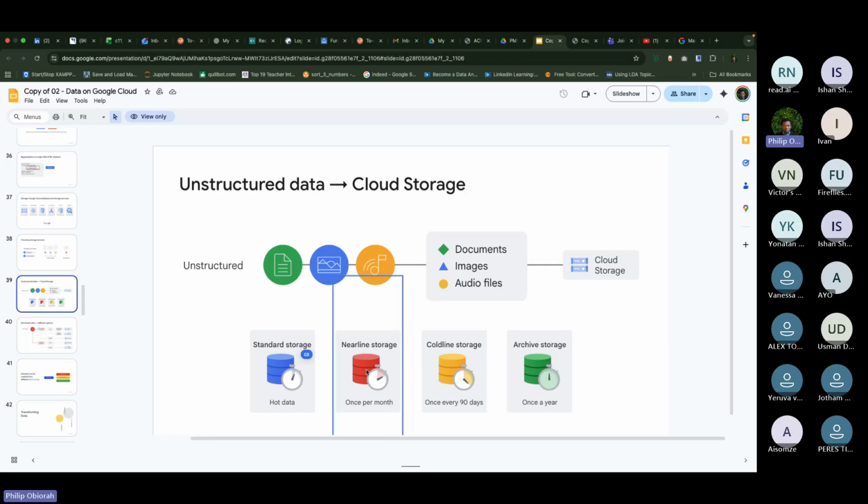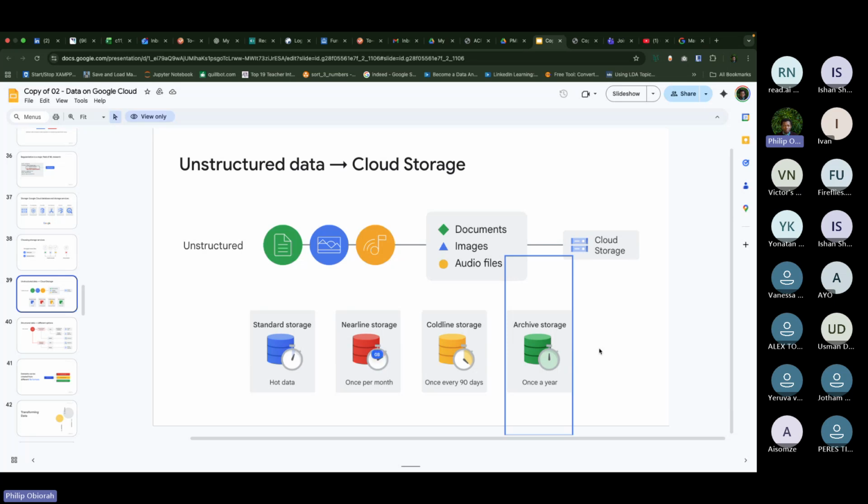Of course, there's a cost implication. This will be cheaper than this, and this will be very cheap because you only want to access data once a year. When you put it in archive, nothing happens. So depending on the use case, you have to choose whether you want to create archive storage or coldline storage. Coldline storage is for accessing data every 90 days, and archive storage once a year.